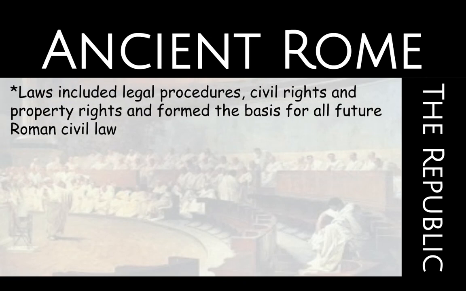All right, let's talk about the laws of ancient Rome. The laws included all legal procedures, it included the rights of citizens, and it included property rights. And this would form the basis for future Roman law. These are the 12 tables of law.